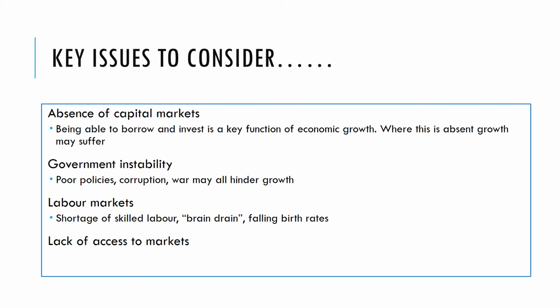Labour markets, a shortage of skilled labour, or maybe emigration as people leave an economy looking for jobs elsewhere, like brain drain, or falling birth rates, again might constrain potential economic growth. Perhaps a lack of access to markets, so maybe not being able to export overseas, would again constrain economic growth.